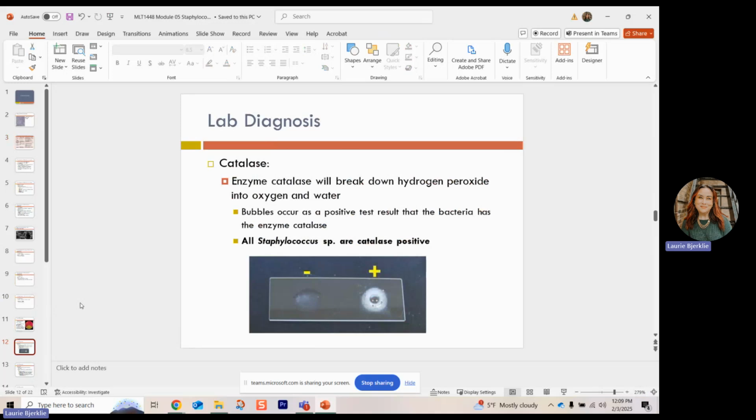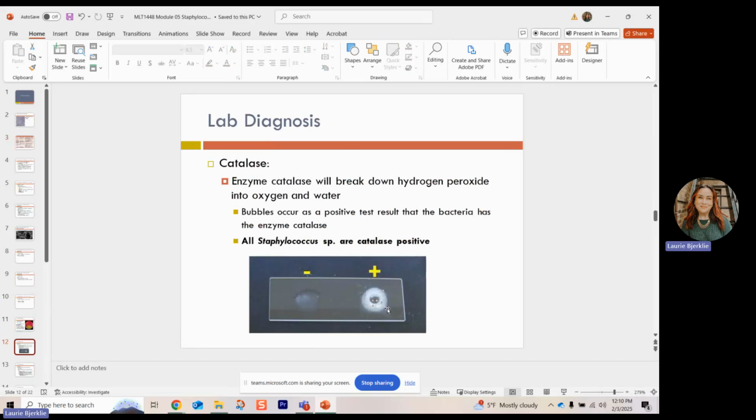So catalase is an enzyme that is found in the Staphylococcus species. That enzyme will basically break down hydrogen peroxide into oxygen and water. When it does that, you get bubbles, and bubbles are a positive result. So really in the lab, all you're using as your reagent is hydrogen peroxide. You essentially place a drop of hydrogen peroxide on a microscope slide, just like this. You pick up a little bit of your colony off the agar plate, you mix it in, and you're looking for bubbles. If it bubbles, as you can see on the right here, it's positive.